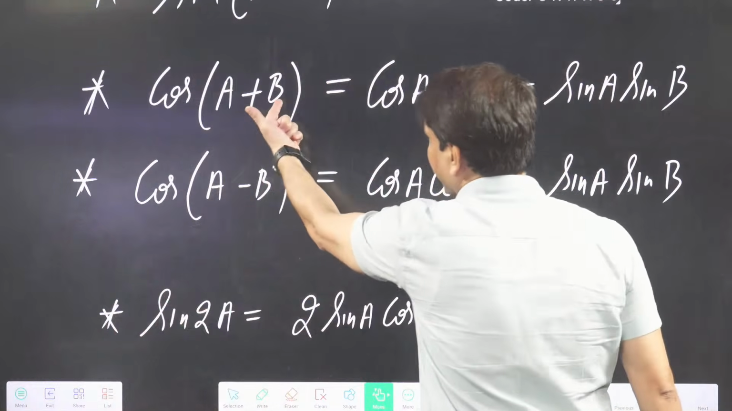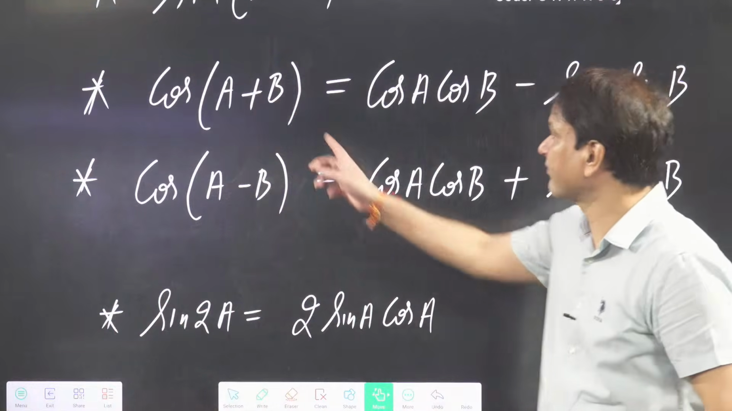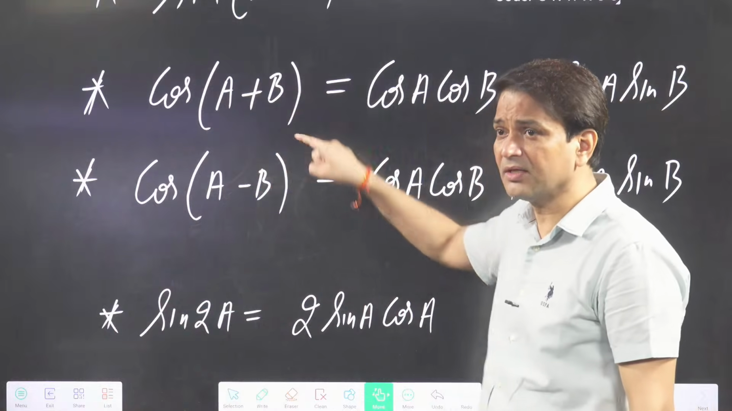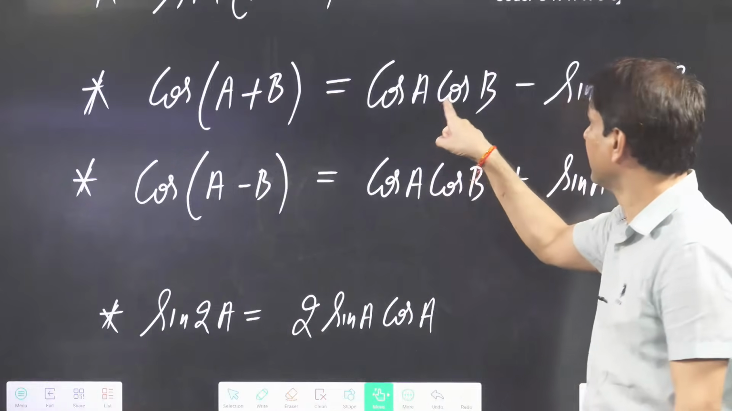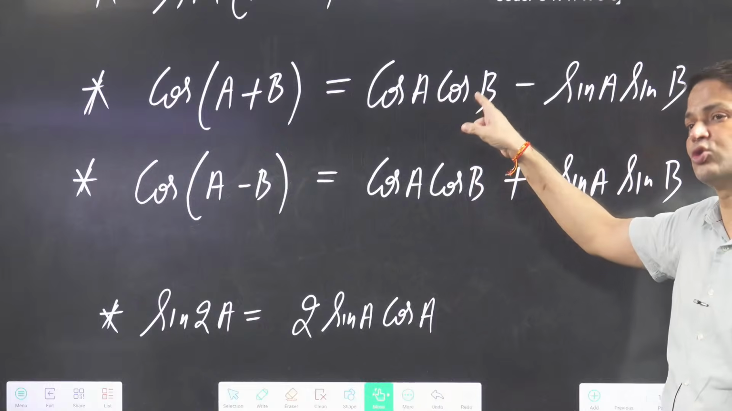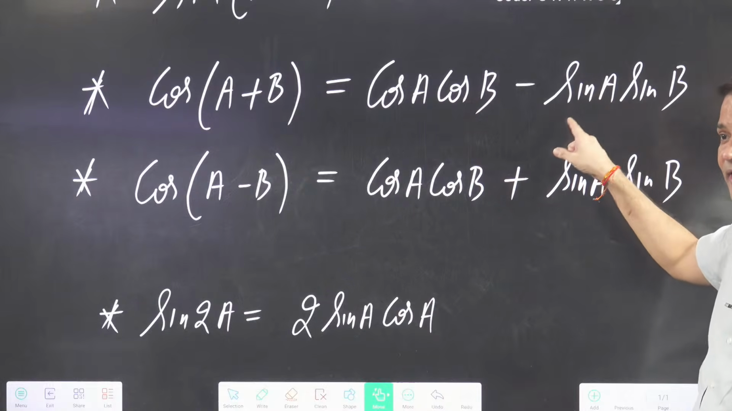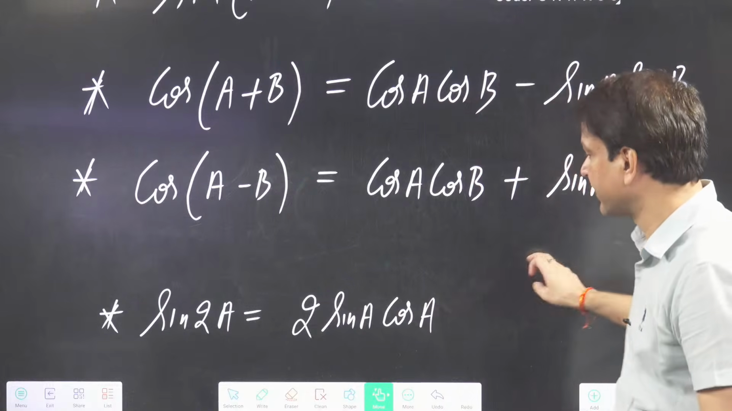Here if I am putting B is equal to A, then what will I get? Cos 2A. Now cos 2A is equal to what? Here cos A cos A means cos square A, minus sine A sine A, sine square A. Then what will we get?